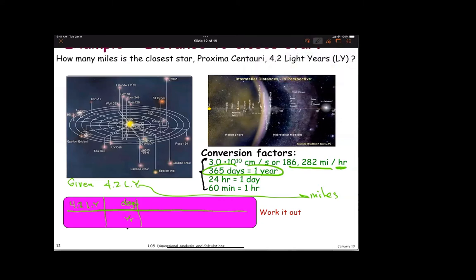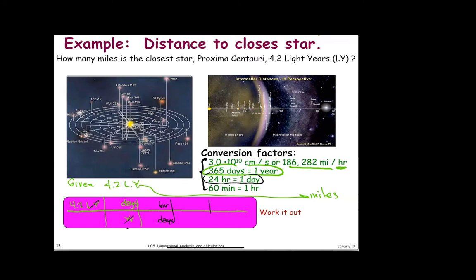Okay, so the years will cancel out. The next conversion factor will have days on the bottom, hours on top. I'm just going through the sequence of converting one set of units to the other. Then I can convert hours to miles using this conversion factor. So if I do this right, the years will cancel, the days will cancel, the hours will cancel, and I get an answer in miles, which is exactly what this question is asking.